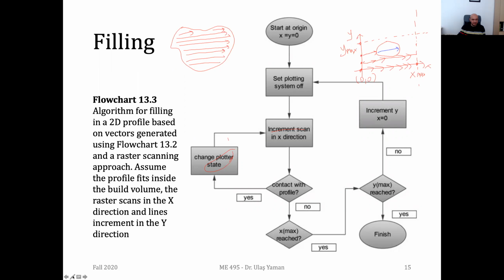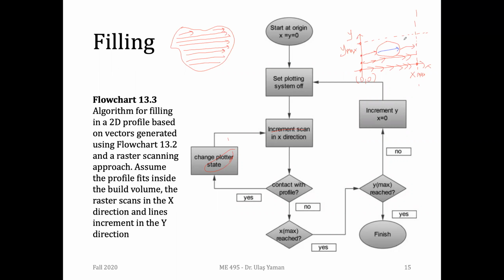I should make it red. Yes, and I continue moving in X direction. Now I didn't contact the profile, but X max has been reached. Yes. And Y max hasn't been reached. So I need to do one more operation. If you follow this flow chart, you can finish this interior filling operation. Any questions, guys?